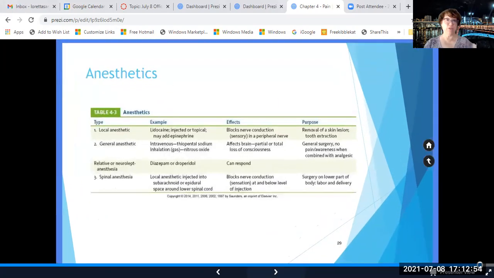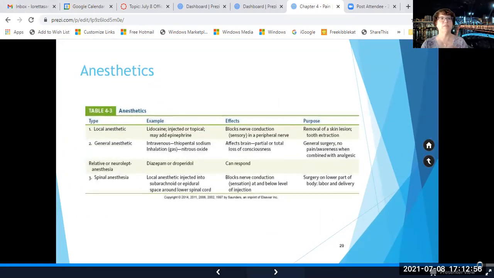So another nice green table in the book describing anesthetics. And it gives you an example, what the effects are and what the purpose is. So hopefully that's clear. Obviously, we're not doing these in physical therapy, so I don't expect you to know the details on these, but I want you to know that it exists because we get patients coming in that have had these things.